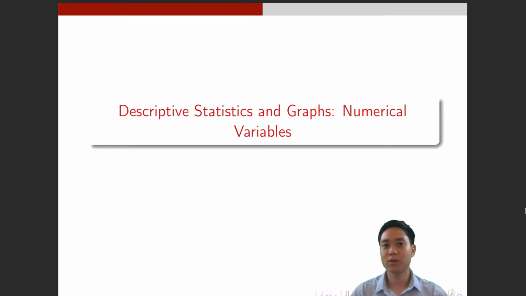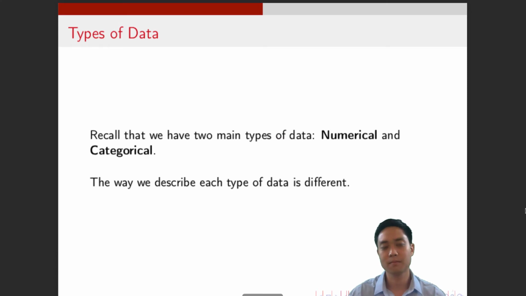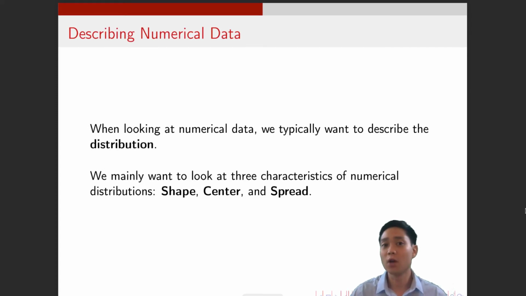In this video, we're going to be going over descriptive statistics and graphs for numerical variables. Recall that there's two main types of data: numerical and categorical. The way we describe each is different, so we're just going to go over the numerical one. When looking at numerical data, remember that's when the variables can take on numbers, and so we typically want to describe the distribution of those numbers.